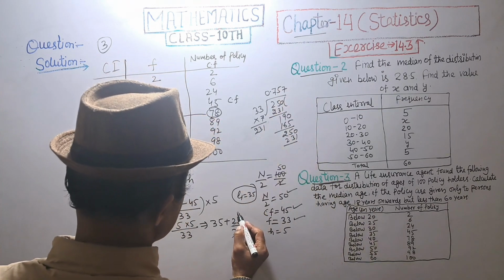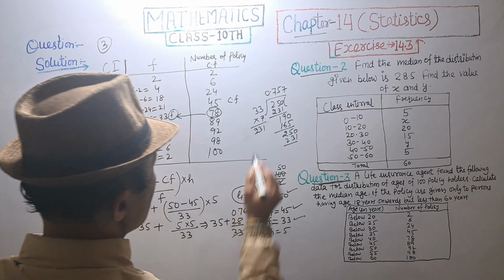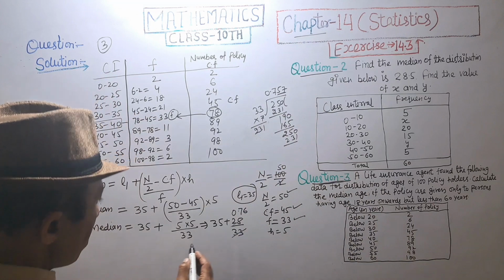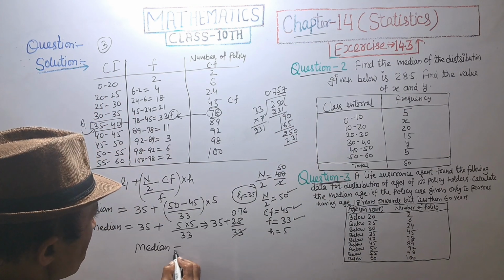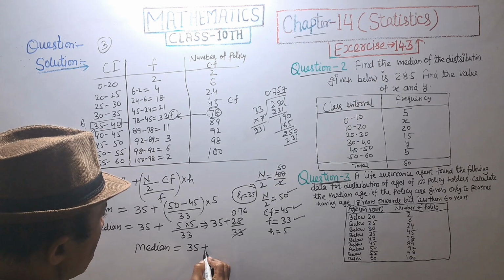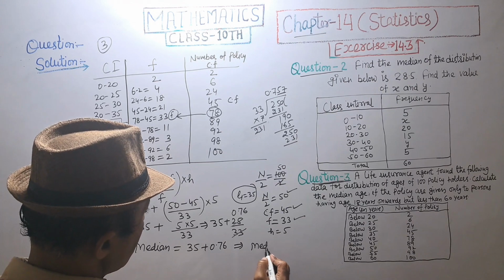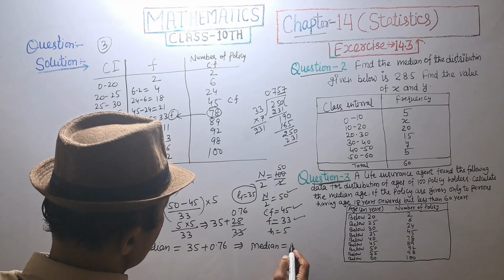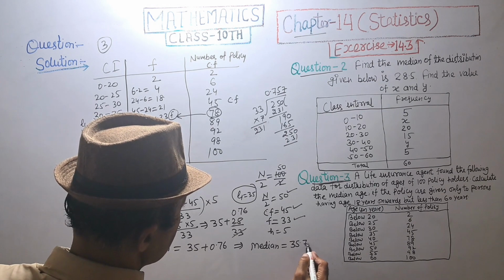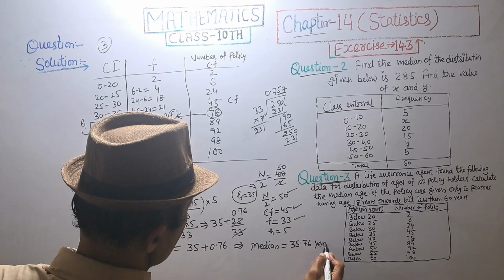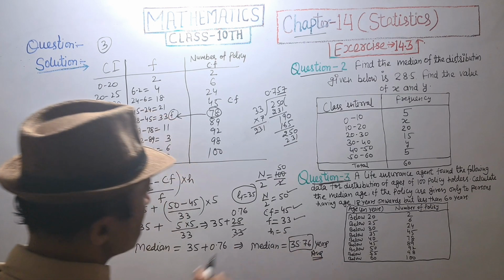But that is the approximate value of 0.76. So median is equal to 35 plus 0.76. This implies median is equal to 35.76 years. Answer.